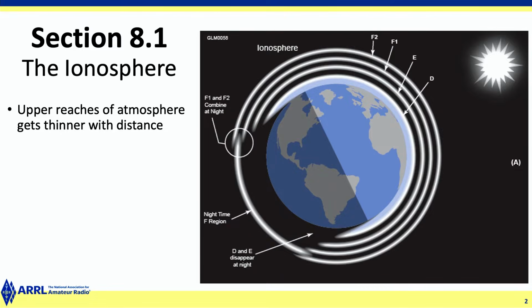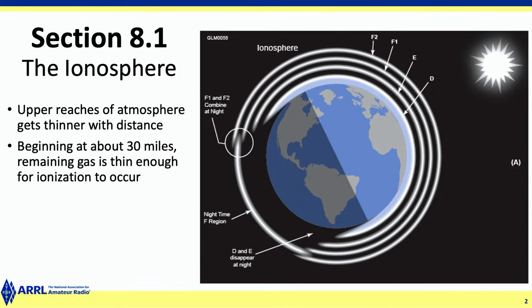The D layer can start as low as 30 miles above the Earth, and at that point, the gas molecules are far enough apart that ionization can occur. So what the heck is ionization? Well, that nuclear fusion reactor that we talk about, the sun, is spewing out ionizing radiation. Ionizing radiation, ultraviolet light, and it ionizes the gas molecules.